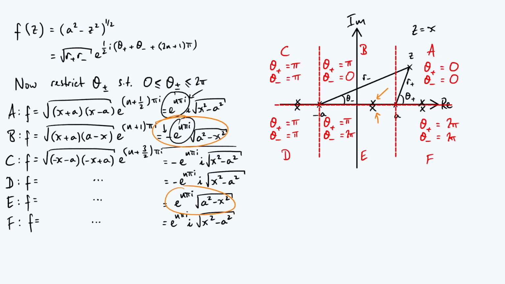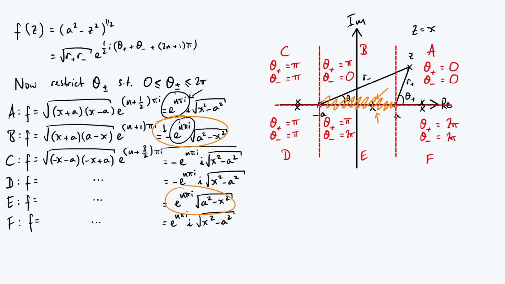So if you go sort of across the real axis going from B to E, the function suddenly changes from being positive to negative or negative to positive. So the fact that you have a jump in the value of f of z when you cross that line, which is the boundary between B and E, but you don't have a jump in the value of f of z going from A to F or C to D, implies that restricting the values of theta plus and theta minus from 0 to 2 pi is equivalent to putting a branch cut in this finite region between minus a and a.